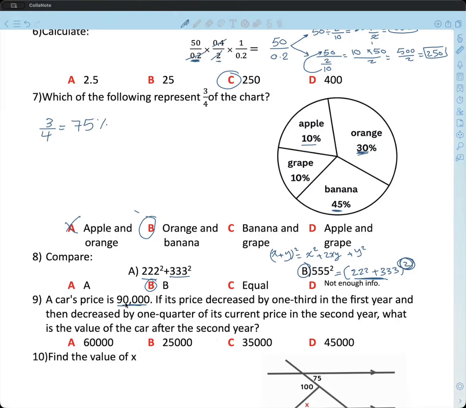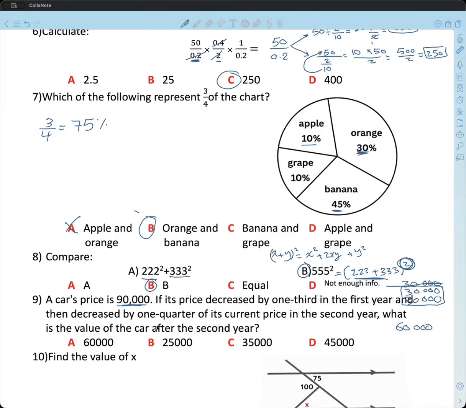Or you can divide 90,000 into 3 parts. If you divide 90,000 into 3 parts, it means each part is 30,000. So 30,000 and 30,000 and 30,000. Their sum is 90,000. You will decrease it by 1/3. It means you will eliminate one 30. So the price after 1 year is 30 plus 30, which is 60,000.